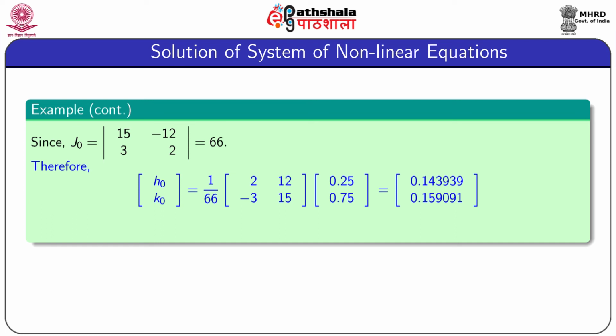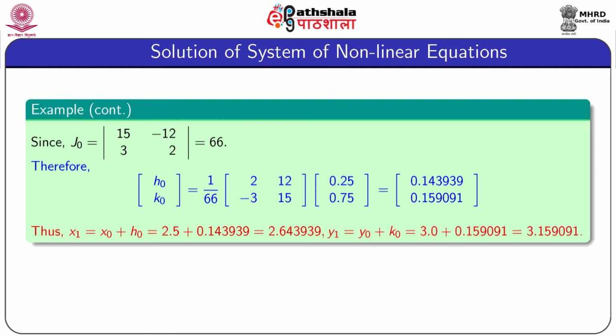After simplification of this product of the matrices, we obtain 0.143939 and the second element is 0.159091. Therefore, the first approximate value x1 = x0 + h0 = 2.5 + 0.143939 = 2.643939, and the first approximate value y1 = y0 + k0 = 3 + 0.159091 = 3.159091. So, we obtain the first approximate values of x1 and y1.